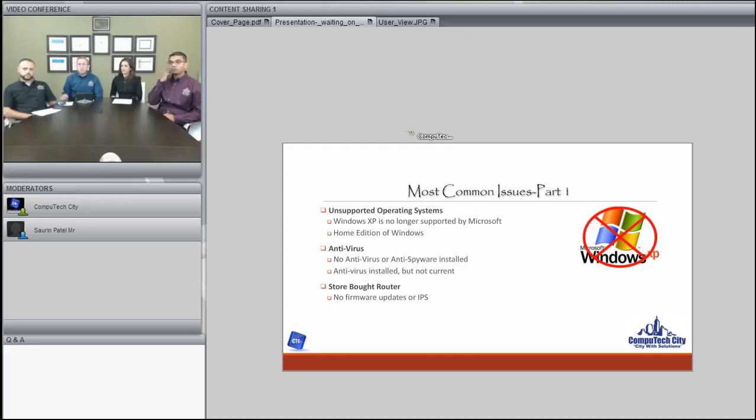If you have a store-bought router, that's another no-no. It must be a business-class router, and it should have the following: IPS, which is intrusion prevention system, and malware filtering. These are two modules or subscriptions that are typically available with any business class router, but cost extra to maintain and have updated. So you may have a business class router, but you may not have any of these modules, and that's something that you should definitely invest in.